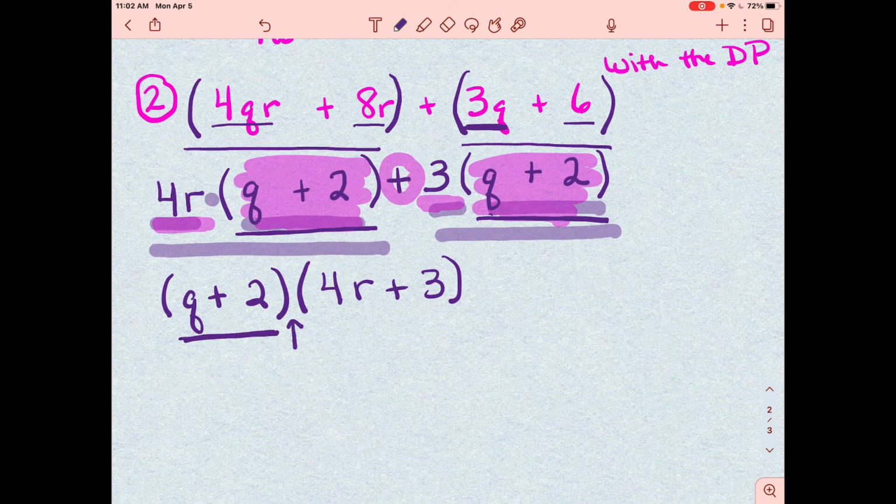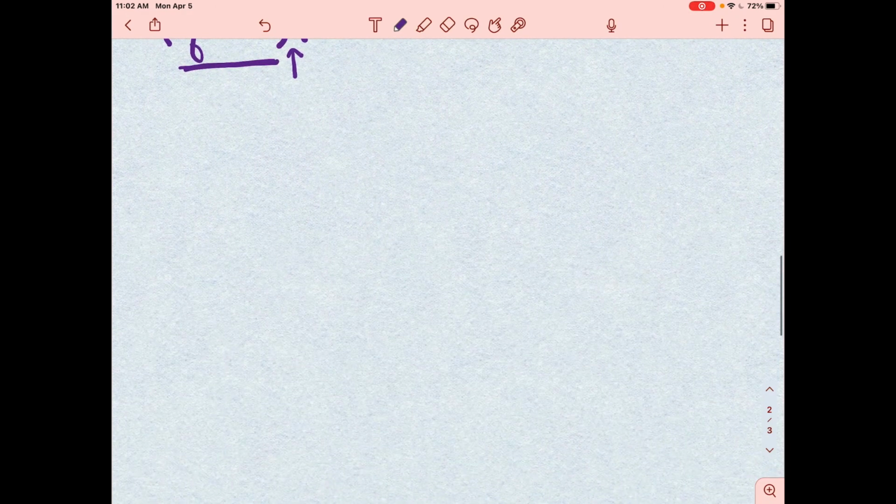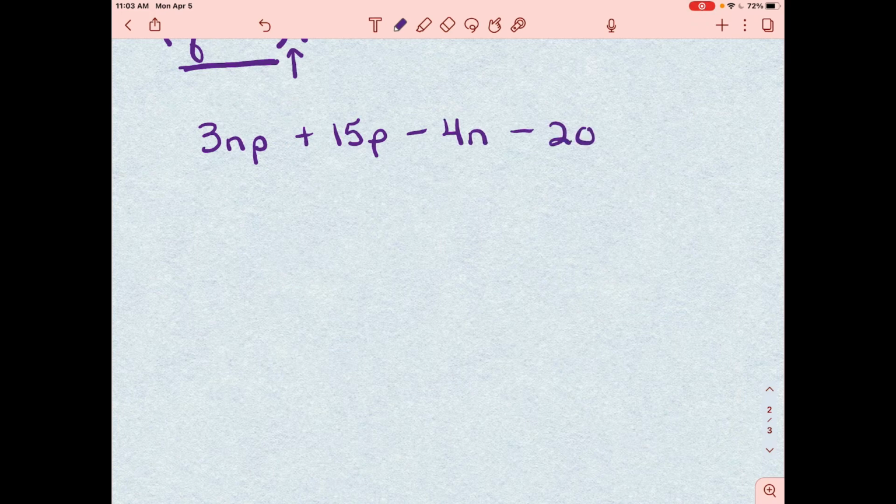So let's do another one. Okay, this is another example, example 2. Suppose I have, I like this one better, 3np plus 15p minus 4n minus 20. Feel free to stop the video, see if you can do it by yourself. That's always a good thing to do.